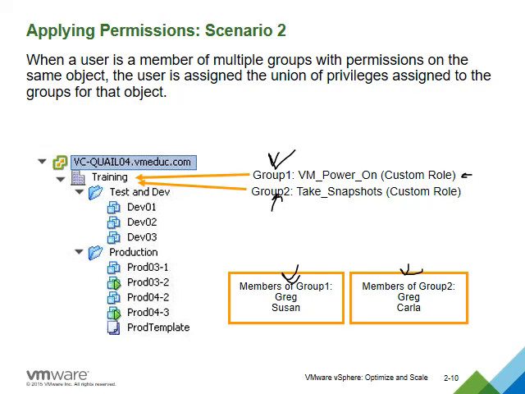Group 2 is assigned the take snapshots role, and members of group 2 are Greg and Carla. You'll notice that Greg is a member of group 1 and group 2, meaning that he can power on the virtual machines and he can take snapshots. But Susan can only power on the virtual machine because she's in group 1, and Carla can only take snapshots because she's only a member of group 2. Both of these roles propagate to the child objects.